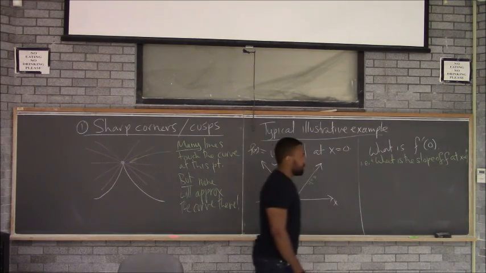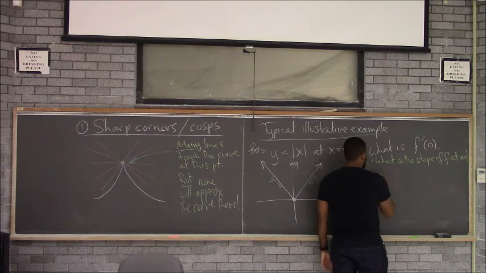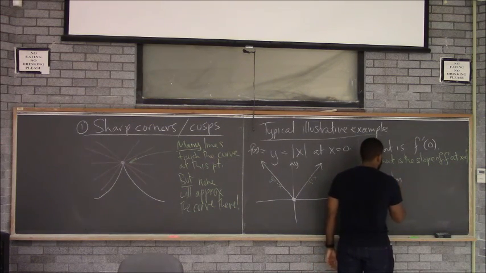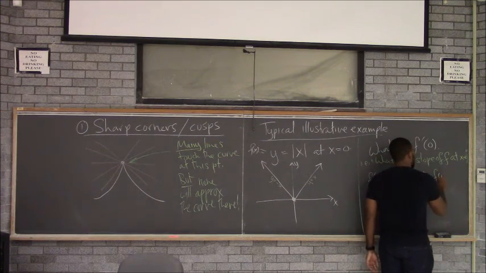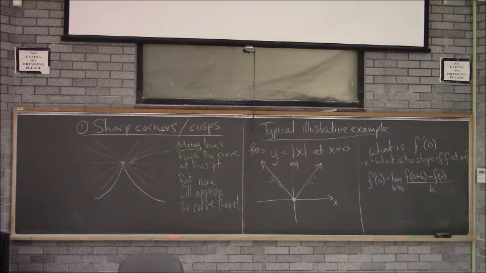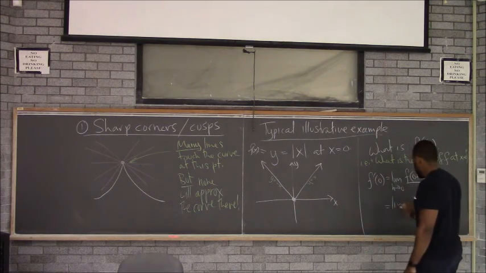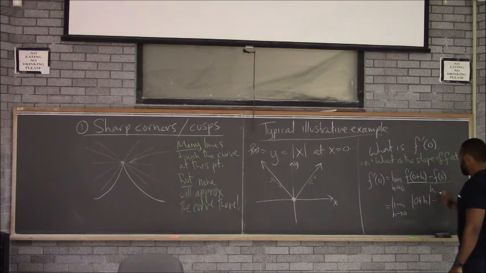Then we simply use the derivative. We know f prime of 0 is just going to be the limit as h approaches 0 of f of 0 plus h minus f of 0 over h. This is by me using the derivative formula. If you start to plug that in for your absolute value function, this is the absolute value of 0 plus h minus the absolute value of 0 all over h.